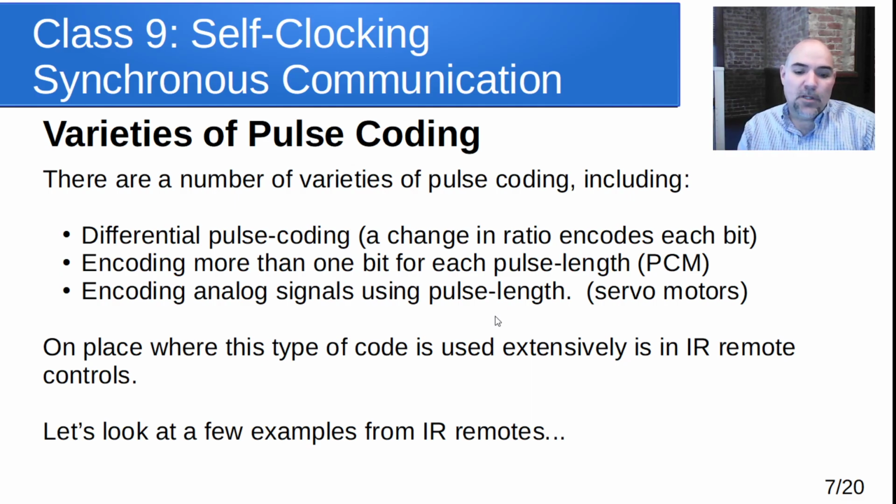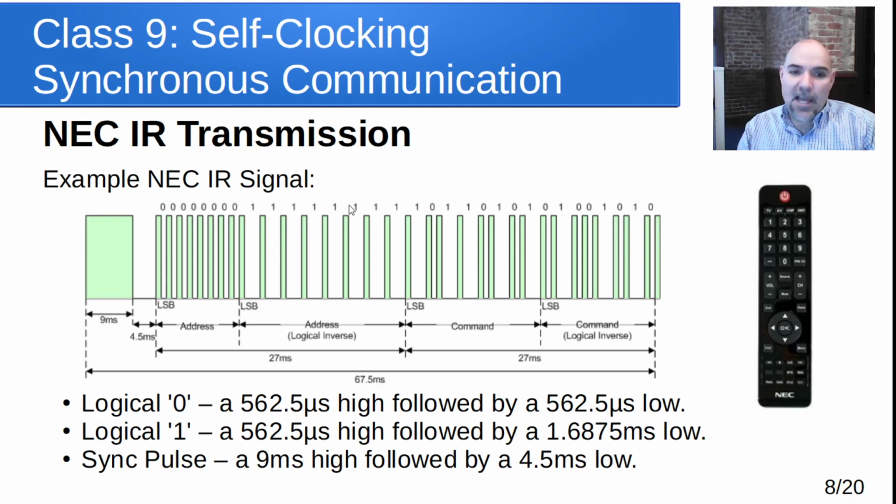Now, the way that those work is using one of these pulse coding methods. So here's an actual real signal specification for one of those. And you'll notice that it's using that first one that we looked at. In other words, look at the 0 bits here. They are always short, short, short, short, short, short. But if I look at the 1 bits, they are short, long, short, long, short, long.